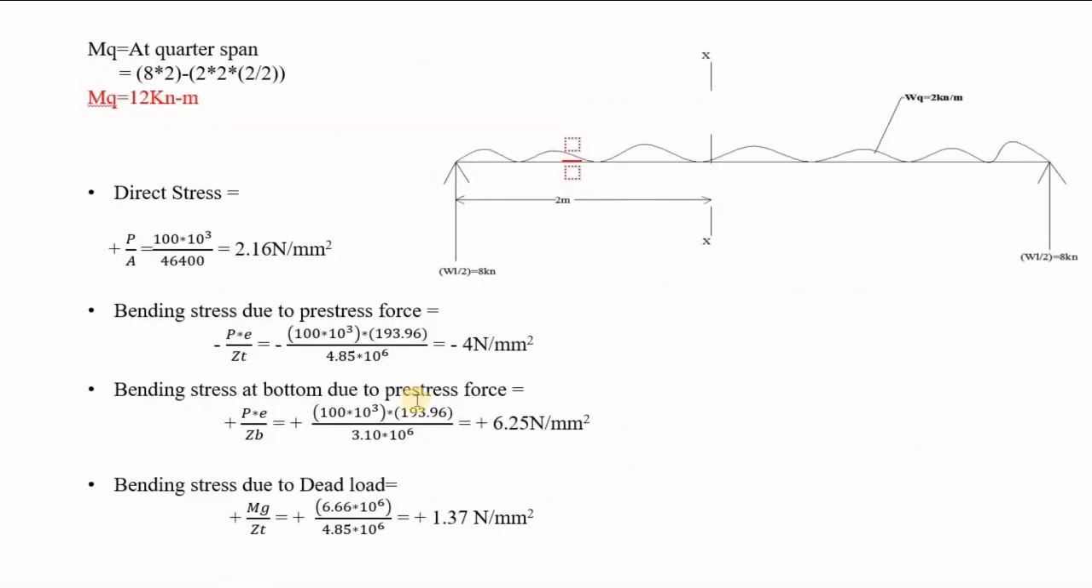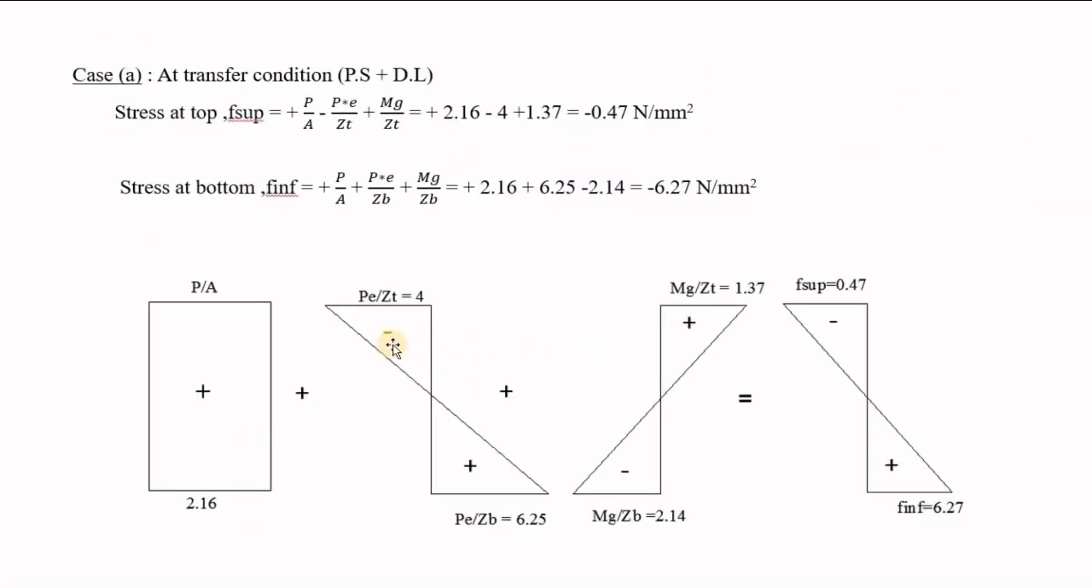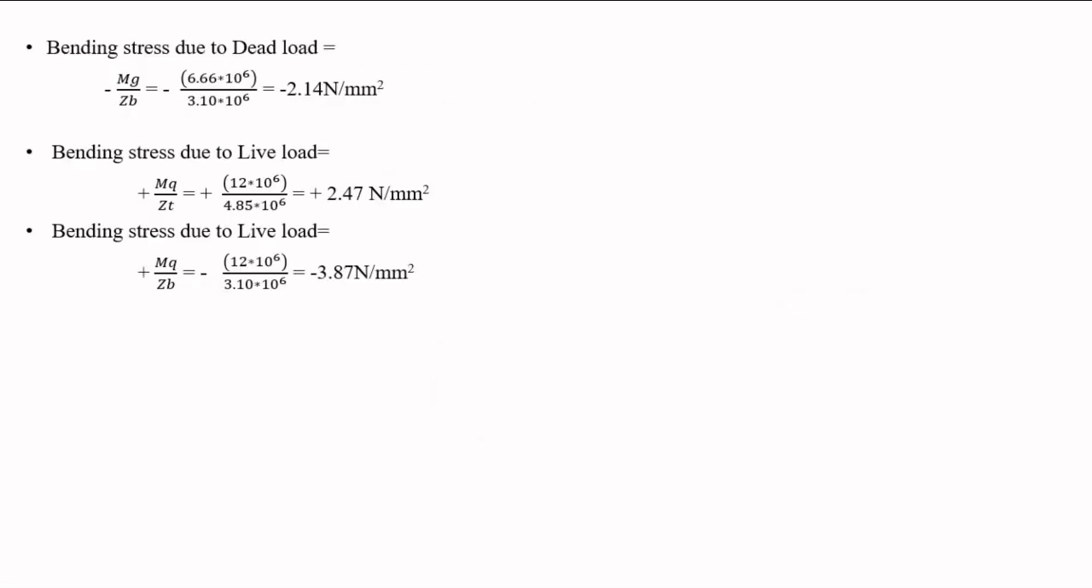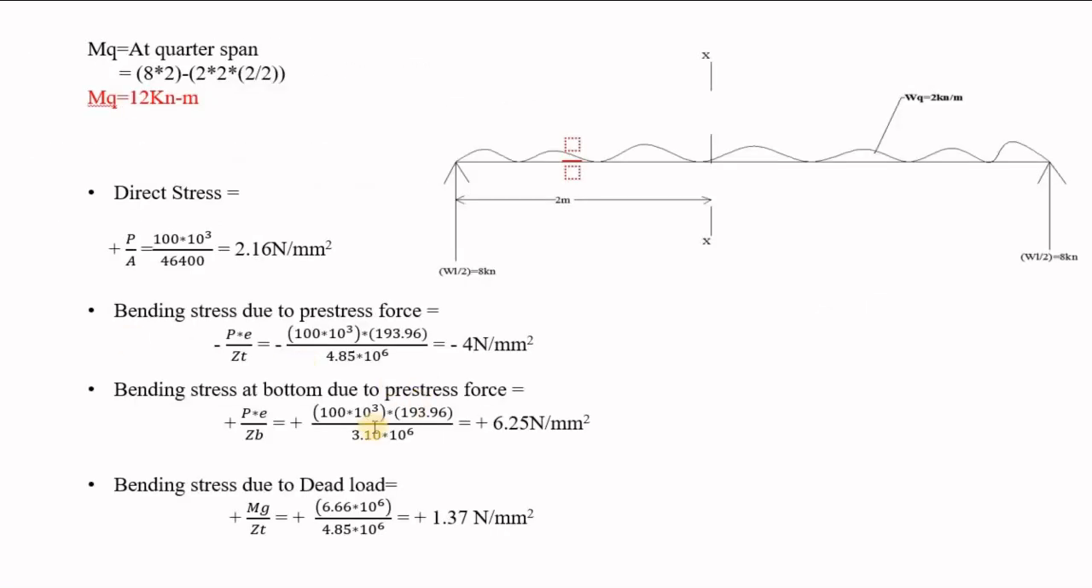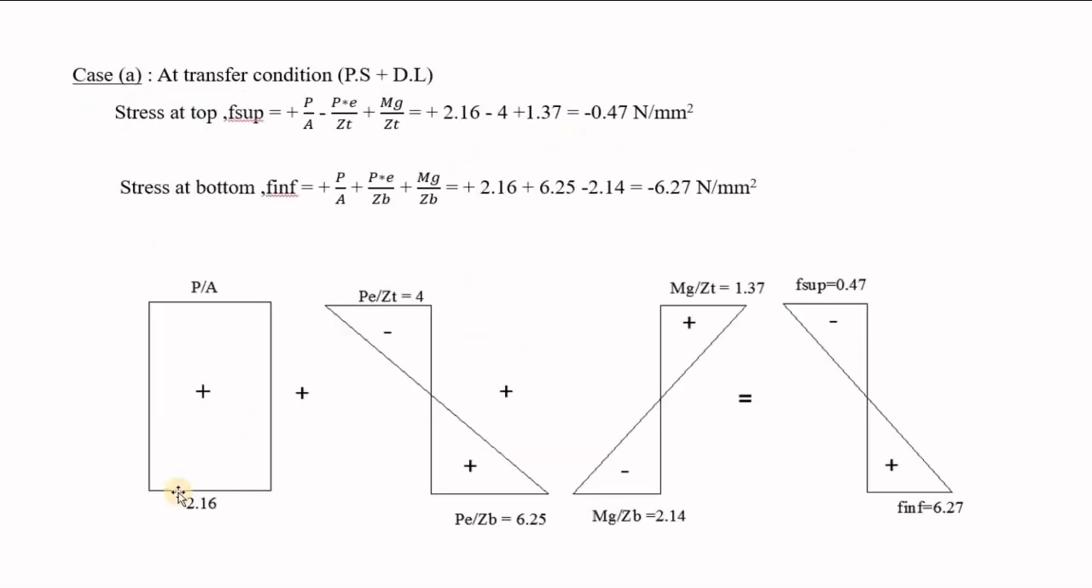The next one is the bending stress due to pre-stress force at the top. Here, what is the value? Minus 4. So, at the top it is minus. Minus means here the tension will be there, so I have written that. You should check for the bottom also. For the bottom, it is plus 6.25 Newton per mm square. So, for the bottom, it is positive of this value.